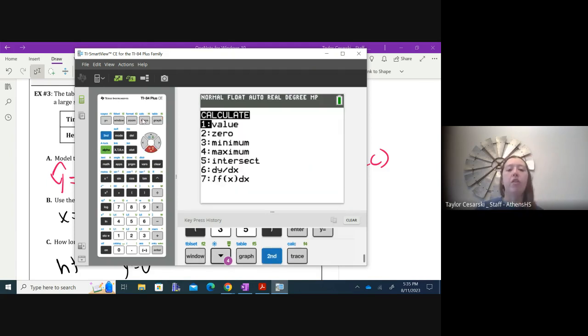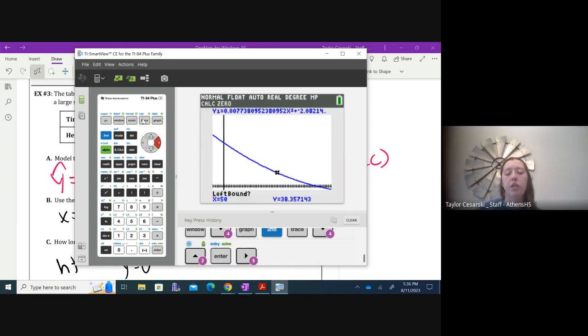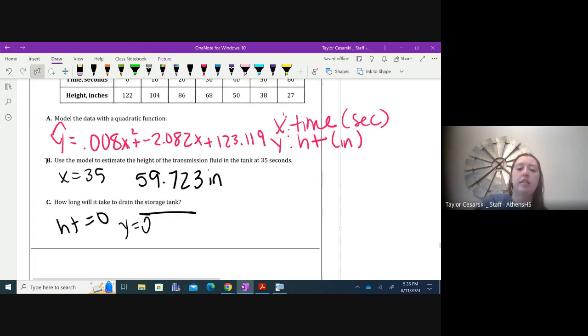So second calc, go to zero. It's going to say left bound. So I'm going to hit enter somewhere to the left. Right bound, somewhere to the right, hit enter, and that's at about 87.743 seconds.